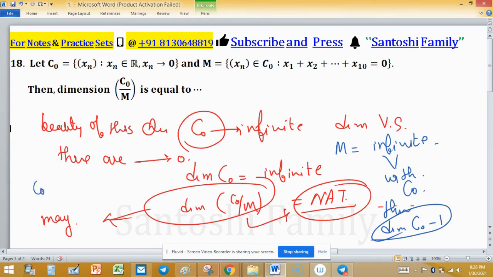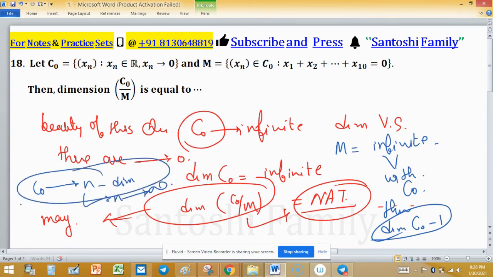If you consider C naught as n-dimensional with n tending to infinity, then the dimension of M is 1 less. Does infinity minus 1 have any sense in a real system? You can think about it, but it is clear the dimension of M will be 1 less. You can justify this by the Archimedean property: for any real number, you can find a greater natural number.